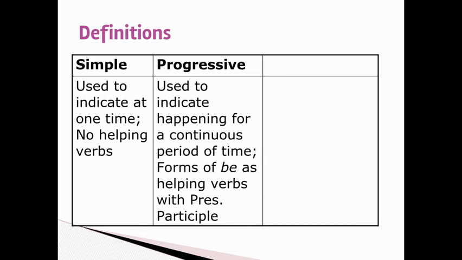So am walking means that I am walking for a continuous period of time. If I just say I walk, it's at some point in time I walk. It doesn't say when or for how long. If I say I am walking, it's happening right now. It's continuing.